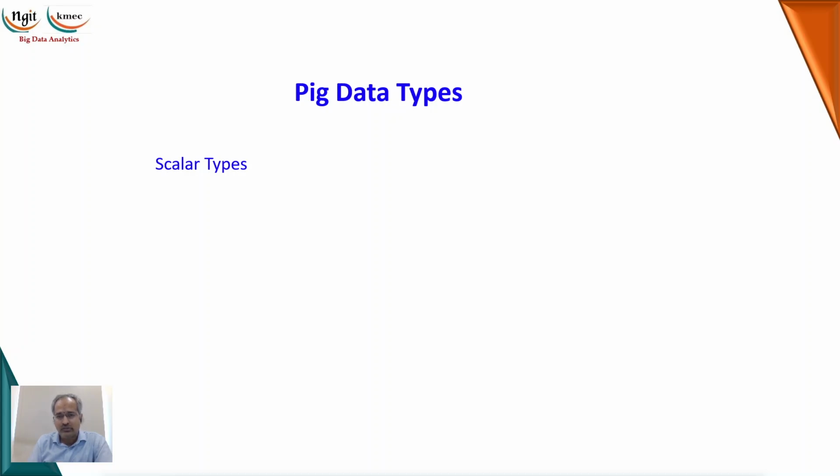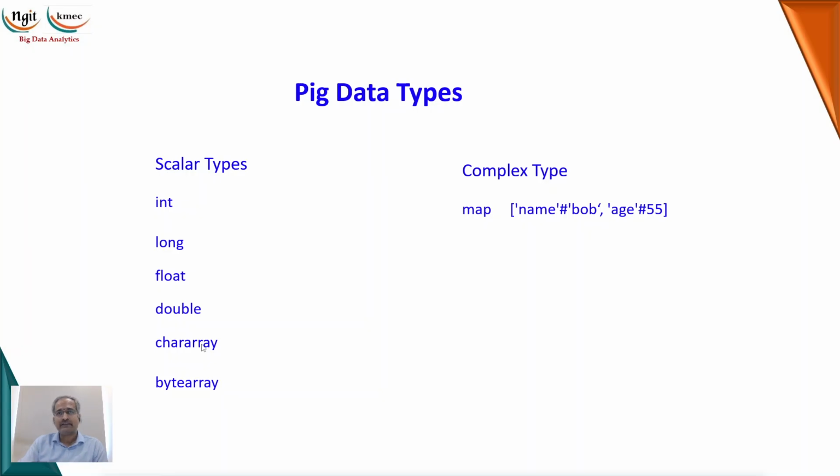Like MapReduce and HDFS, we have different data types because Hadoop is a streaming environment. So Pig Latin has its own data types to handle various kinds of data. Scalar types are there: int, long, float, double, character array, byte array. Please remember that character array is for the string.